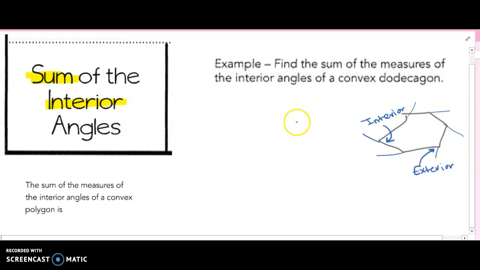Okay, so we're talking about the sum of interior angles. And when I say the sum, that means if we add all interior angles. So when I say the sum, that means this angle, plus this angle, plus this angle, plus this angle, plus this angle, and plus this angle. Okay, so we're adding them all up.